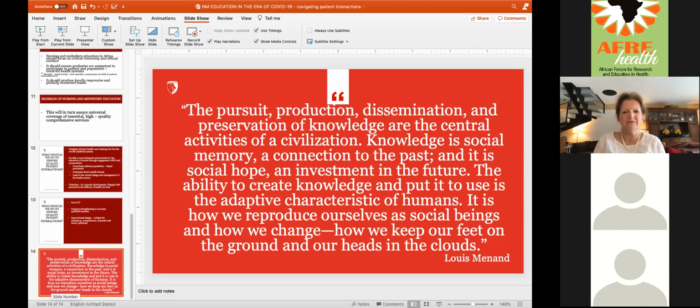Knowledge is crucial. It's a social memory, a connection to the past, and it is a social hope, an investment in the future. The ability to create knowledge and put it to use is the adaptive characteristic of humans. It is how we respond, how we reproduce ourselves as social beings, and how we change, how we keep our feet on the ground and our heads in the clouds.